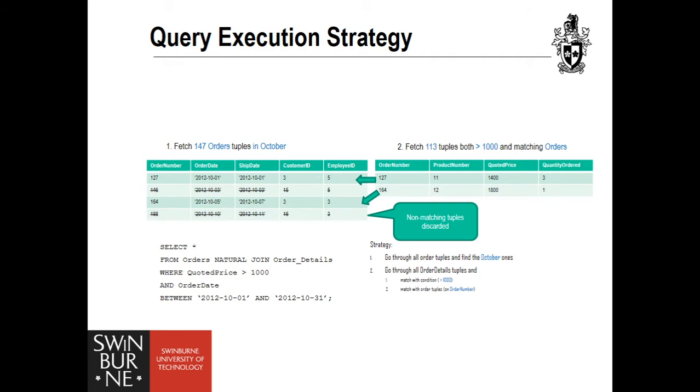It finds all the October order rows, then filters the order details rows according to conditions at the same time: whether they match the chosen order rows and whether they have a quote price of over 1000. Applying both restrictions means each row in the order details table has to be looked at only once.